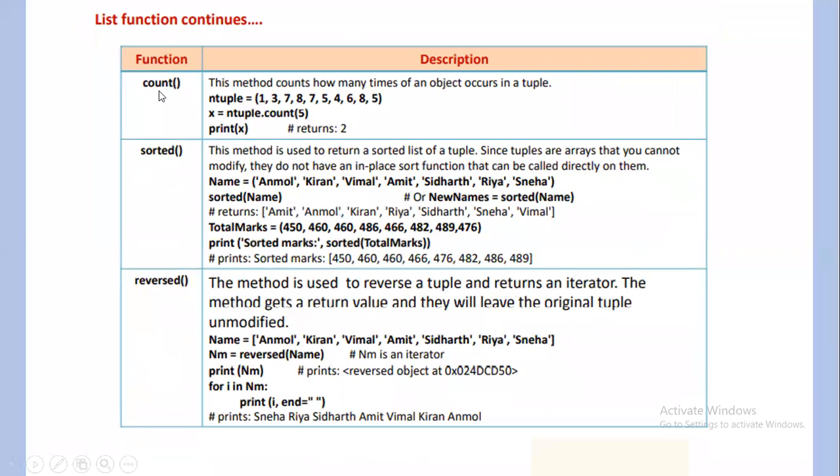Similarly, we have the count, sorted, and reversed functions. count is simply going to count the total number of elements. If I say x equals tuple.count(5), it will simply count the total number of occurrences of 5 in this tuple. If I say sorted within brackets the name, it will simply sort all these elements in alphabetical order. And reversed is simply going to reverse all these elements in reverse order. So this should have been like this.